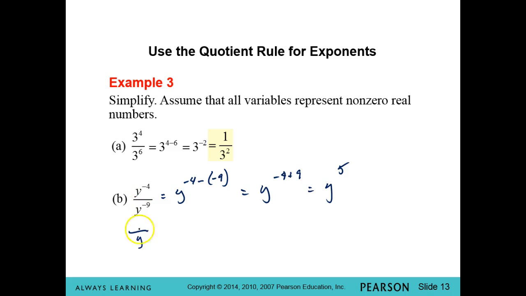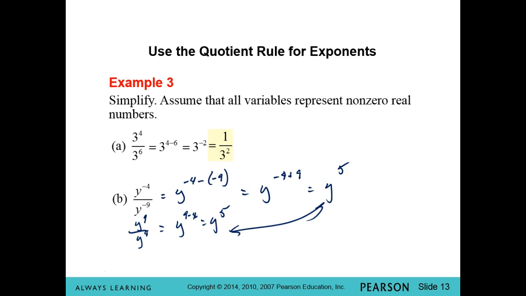Y to the 4th, because the minus exponent sends it downstairs, right? And what would the y to the minus 9 do? Where would it have gone? Upstairs. That'd be y to the 9th, lose the negative sign. And what does this give you then? That's pretty obvious then, right? Maybe not. Y to the 9 minus 4 is y to the 5th. So you get the same thing either way.